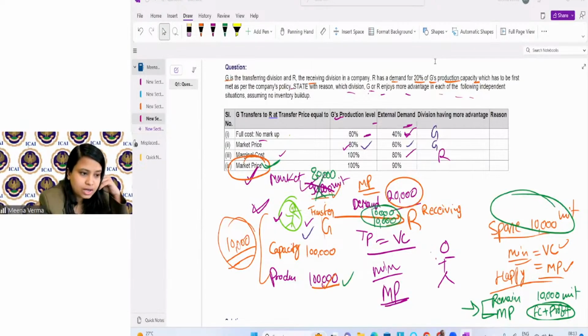If you have a doubt, I'll repeat, no problem. So Janvi, your answer was wrong for what? Third and fourth is wrong here. Please check it. Third and fourth is wrong. So third, R will be happy. Fourth, G will be happy. Is that okay?